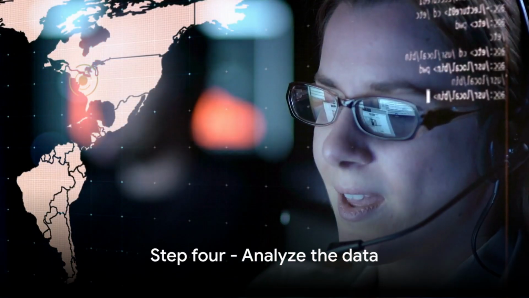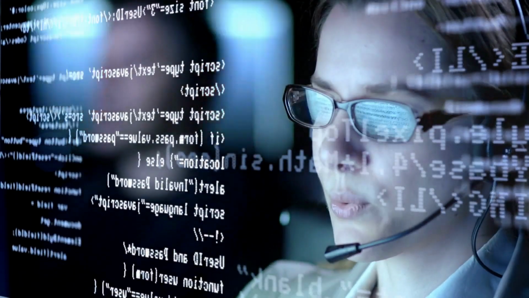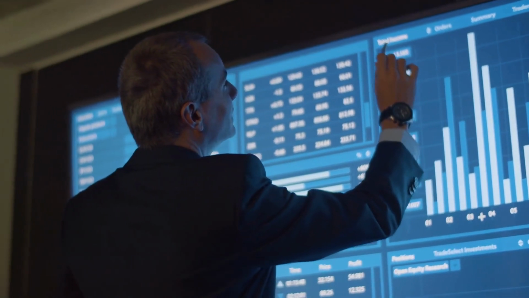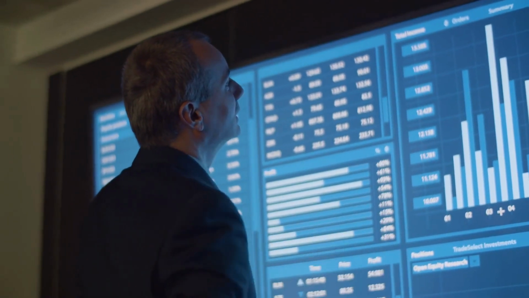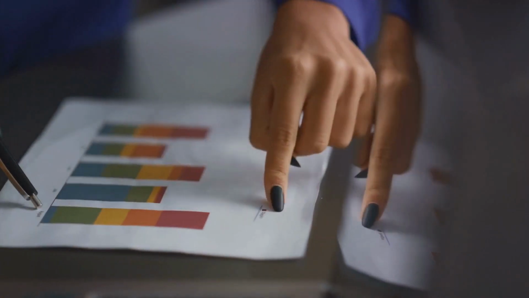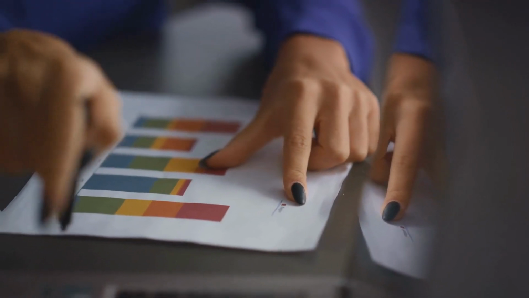Step 4. Analyze the data. Now that you have the data, you need to examine it closely. You compare the data against the established criteria, looking for discrepancies, inconsistencies, and potential areas of concern. This step requires a keen eye for detail and a deep understanding of data analysis techniques.